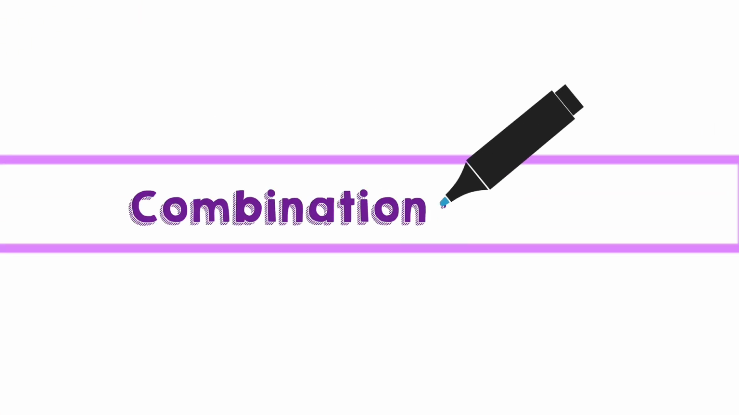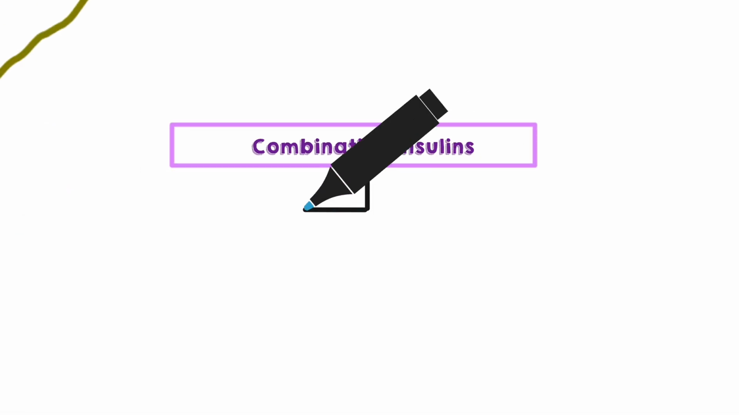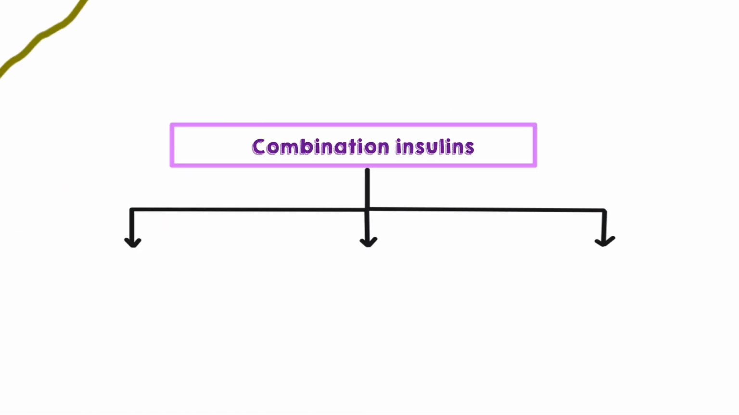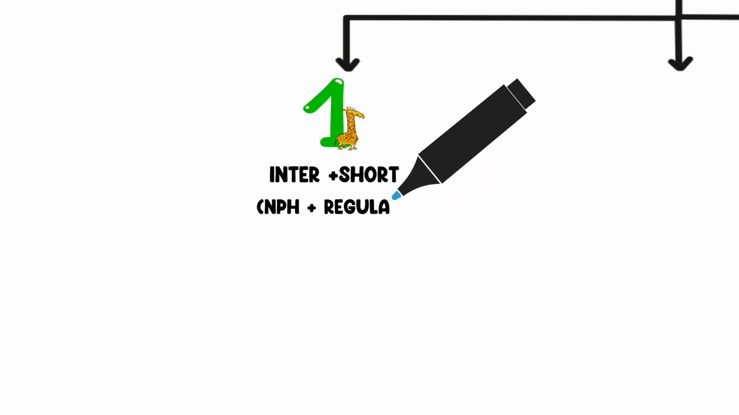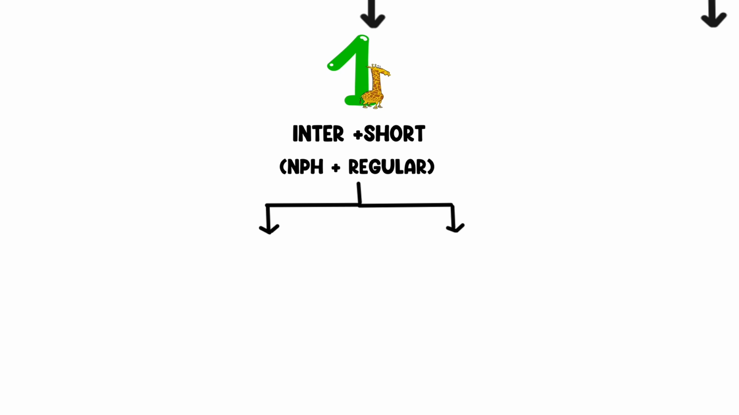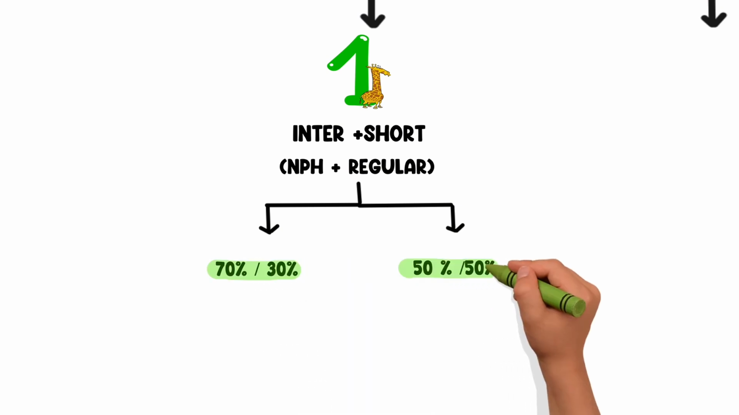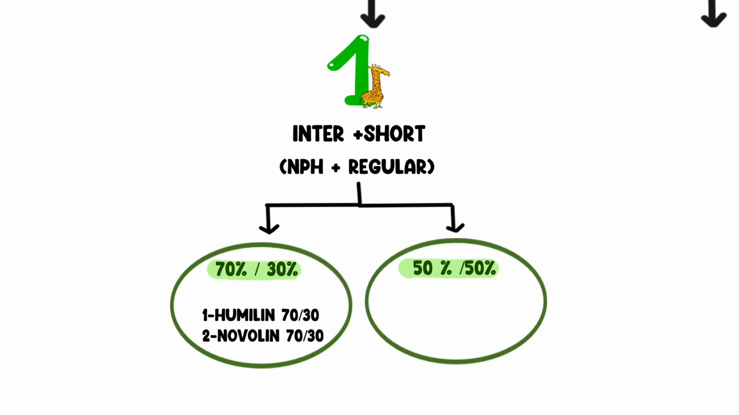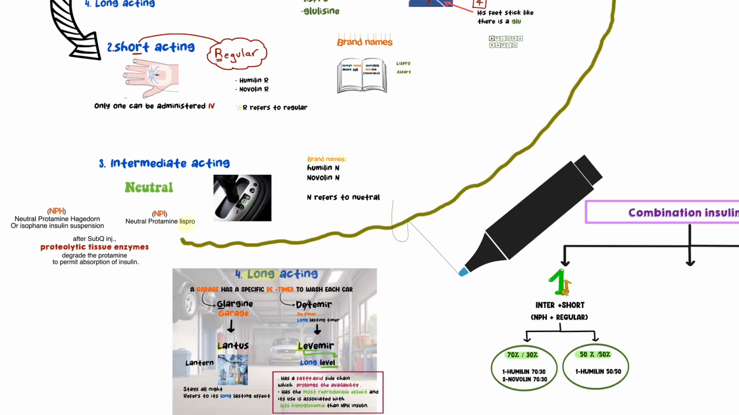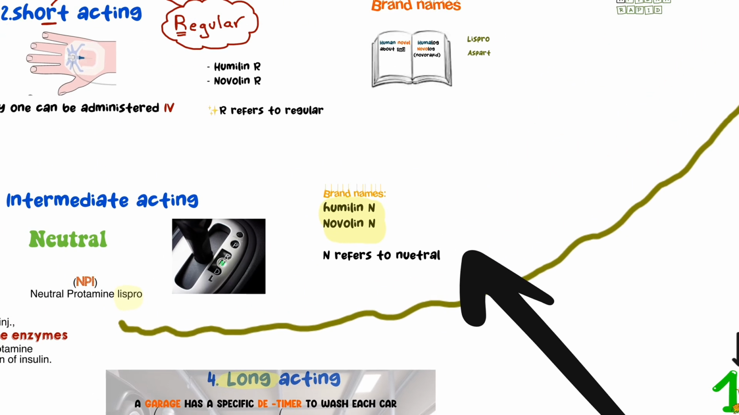There's a surprise. A type 1 diabetic patient will take a combination of these insulins, not just one type. There are 3 simple combinations, and you already know them. 1. Combination of intermediate NPH with short regular insulin in 2 percentages, 70% NPH, 30% regular, 50% NPH, 50% regular. Examples: Humulin 70/30, Novolin 70/30, Humulin 50/50. Note that Humulin and Novolin are the brand names for intermediate and short-acting insulins.